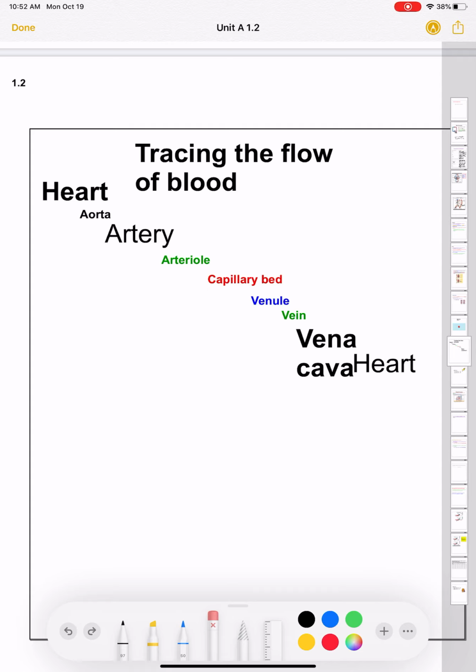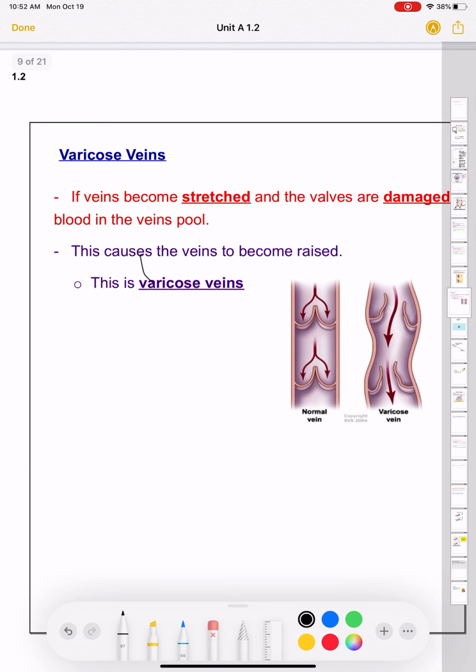Tracing the flow of blood, if we go through our body, this could be a circle, really, but what's happening here is we're going from the heart to the aorta. So the aorta pumps the blood out of the heart. That's a type of artery. Through the arteries, it brings the blood to your arterioles.